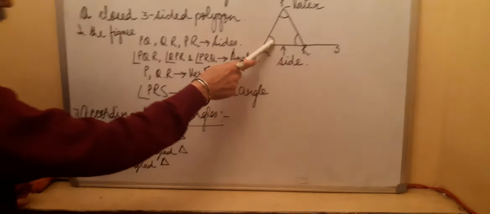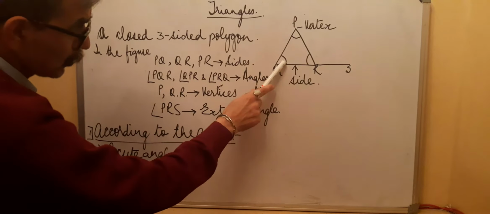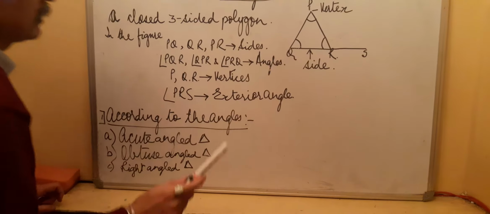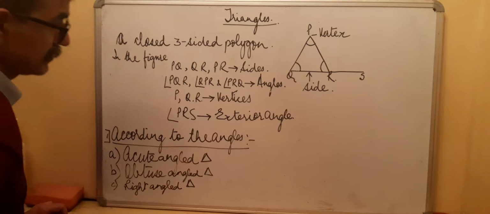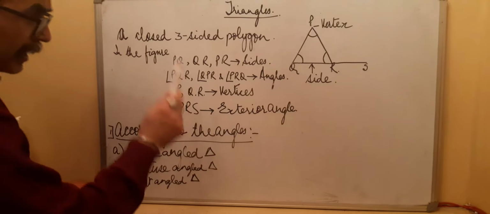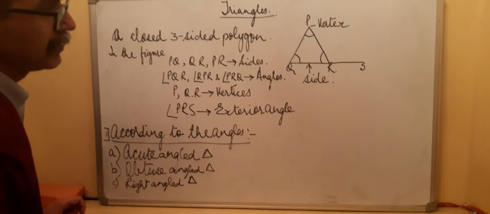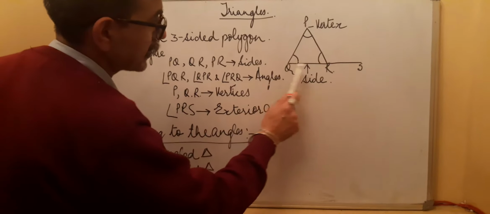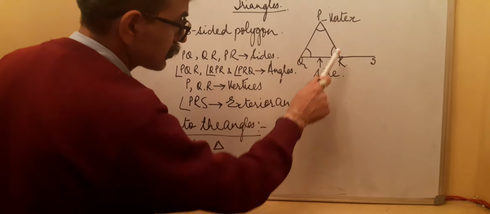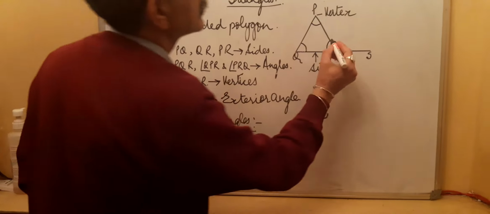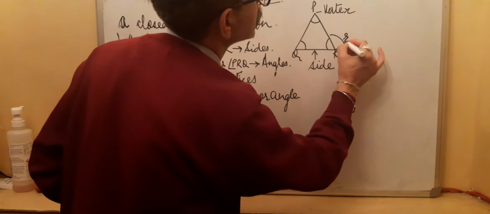Now, PQR, PRQ and QPR are known as the angles. If you extend QR or any side of the triangle, in this example I am extending QR to QS, the angle so formed is known as the exterior angle.